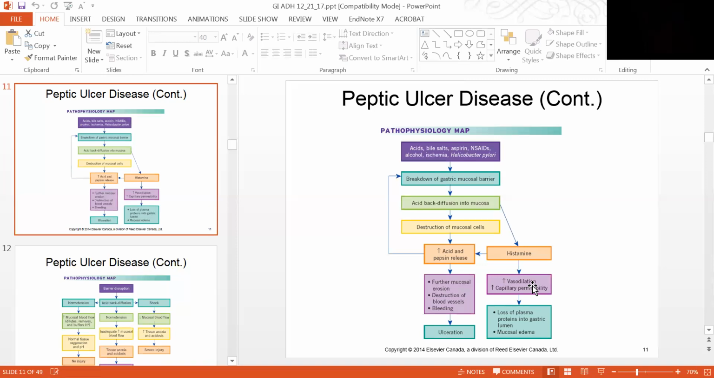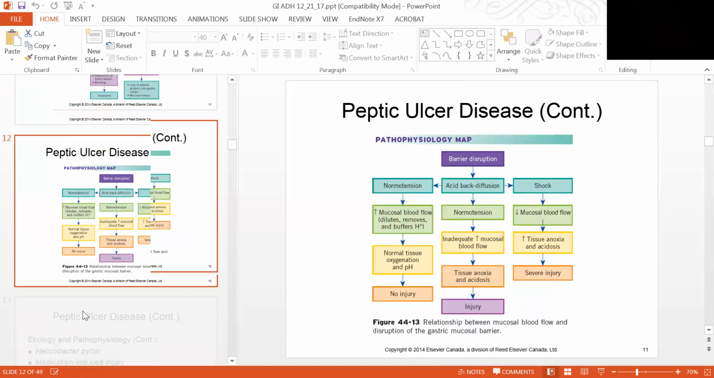But it means that there's increased permeability. So instead of having everything nice and tight, it's now spread out and all the fluid is leaking out in the periphery. The patient's quite edematous. And they lose a lot of plasma proteins, which again further depletes their serum proteins and causes edema. You also continue to have the erosion causing ulceration.